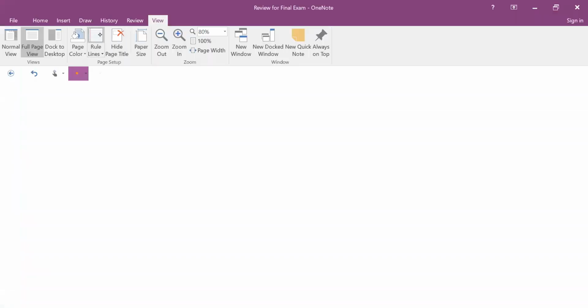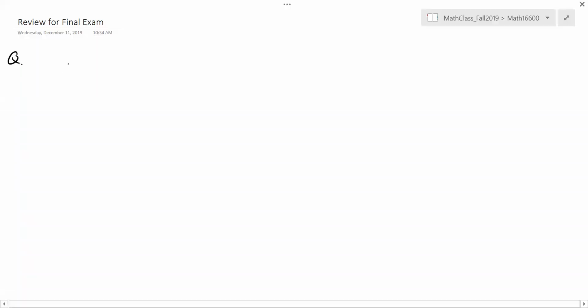Okay. So today I'm going to talk about the problems on the final exam. The previous final exam, that's version 1. The first problem is, if you have a function, find the derivative of this function.